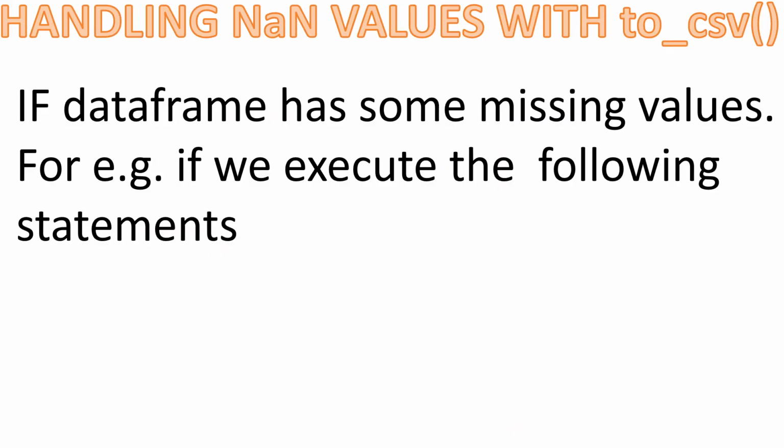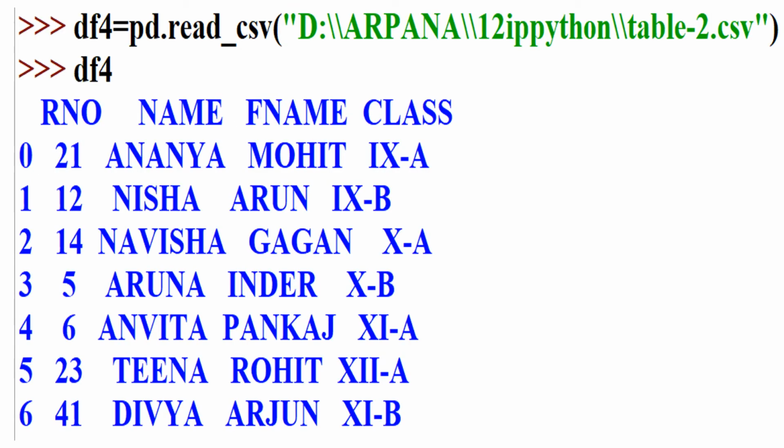Next is handling NaN values with the function to_csv. If your data frame has some missing value, it will be displayed as NaN in the data frame, and in the file, if you want to replace those NaN values with some other values, how will you do that? Suppose this is the data frame df4, which is created from the records of table2.csv. So this is the CSV file from which df4 has been created.